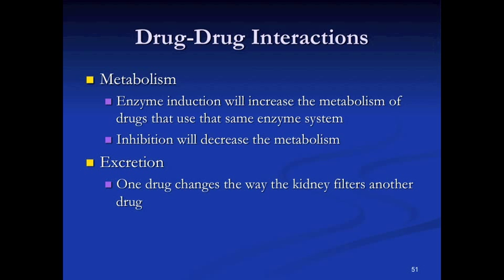Probenecid can be used to compete with and reduce the secretion of penicillins, leading to higher concentrations of antibiotics in the patient's system. NSAIDs compete with methotrexate, which causes the amount of methotrexate to increase in the patient, leading to methotrexate toxicity.